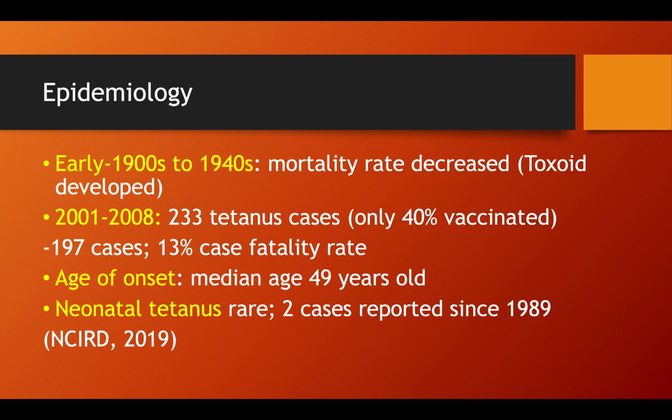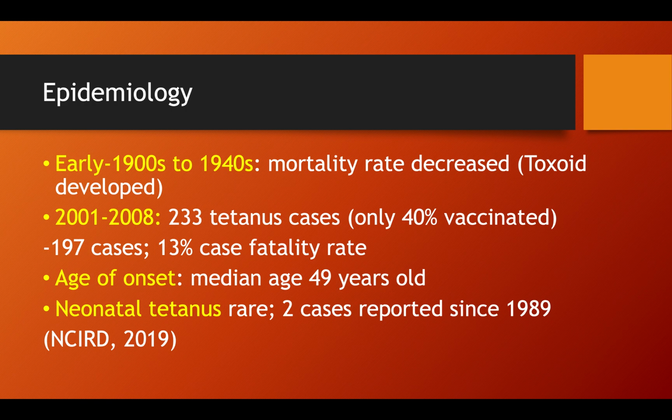So next, we'll talk about the historical statistics of tetanus. In the early 1900s to 1940s, the mortality rate actually decreased for tetanus. And the reasoning behind this was because the toxoid vaccine was developed. And in 2001 to 2008, in those 7 years, only 233 cases were reported. And only 40% of those cases were actually vaccinated. So most of them were not vaccinated. Therefore, that's why they got the tetanus.